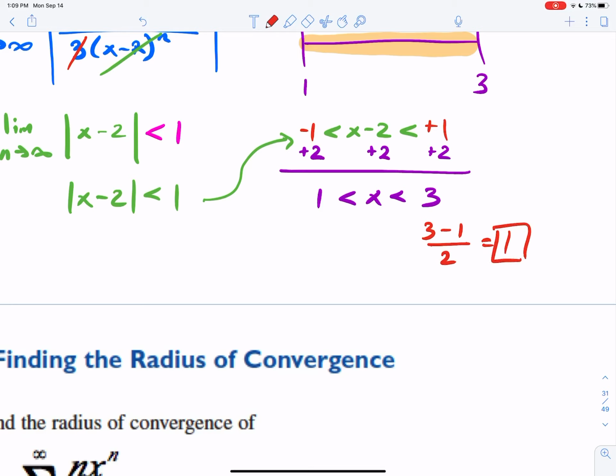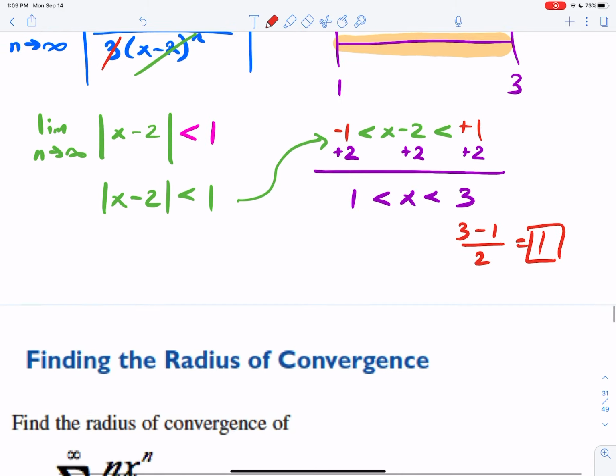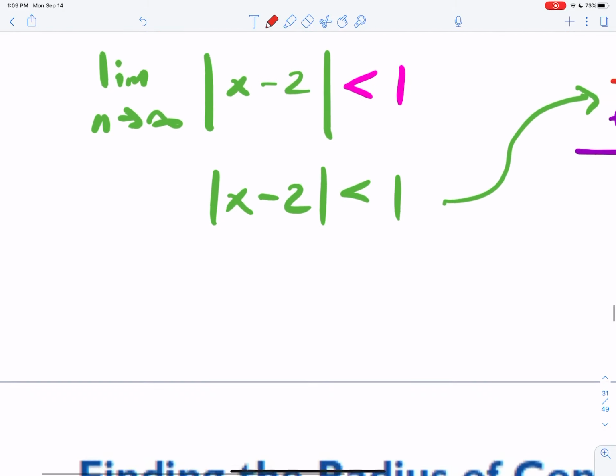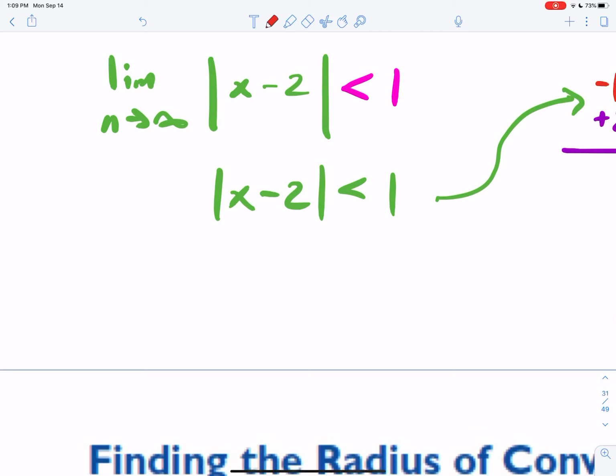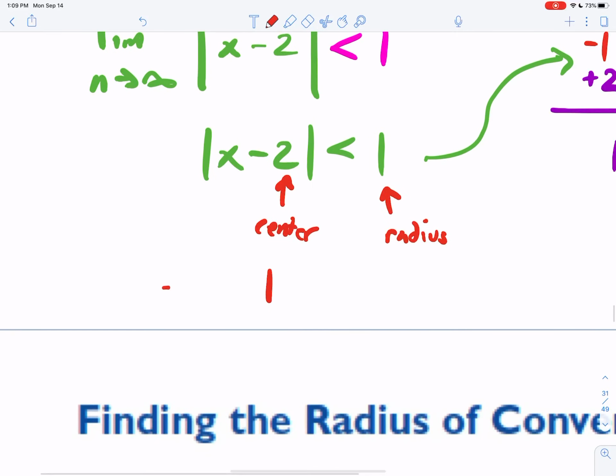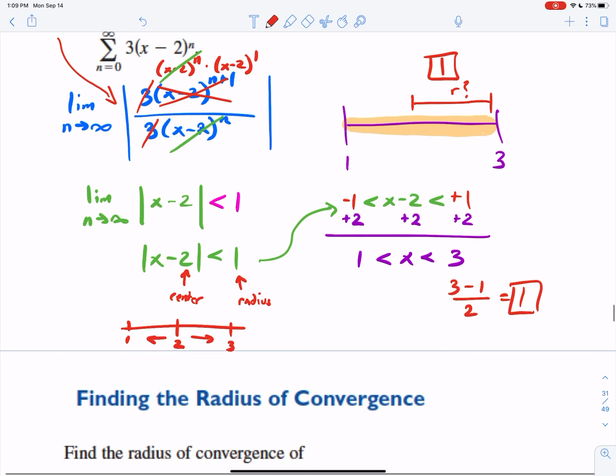Okay? The easier way is if you take a look at this. Once you get the absolute value by itself, whatever number is over here is your radius. This actually represents your center. So the center is at 2 and you're traveling 1 unit to the right and 1 unit to the left, which is exactly what I drew over here.